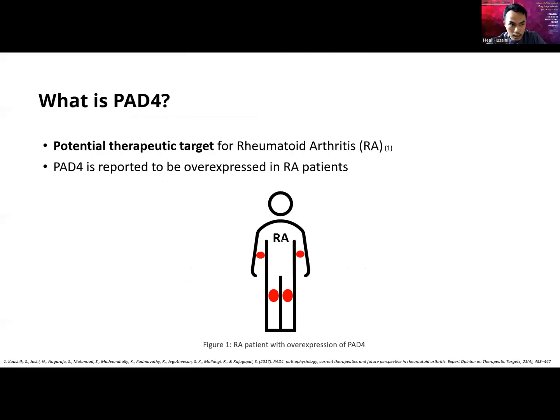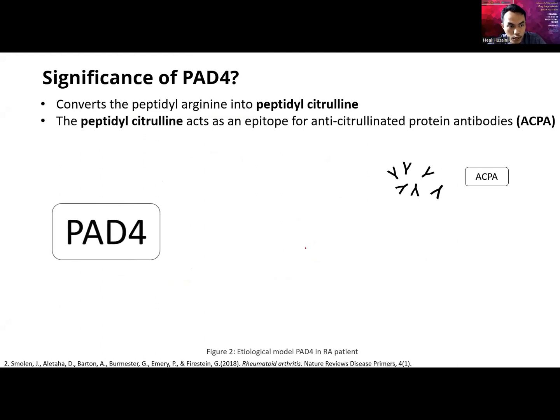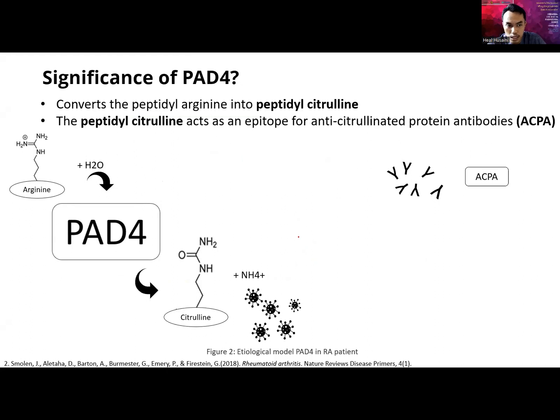For the introduction, I will present what PAD4 actually is. PAD4 is a potential therapeutic target for rheumatoid arthritis. As we can see in Figure 1, rheumatoid arthritis affects the joint, and PAD4 is reported to be overexpressed in RA patients, especially at the synovial membrane. PAD4 functions to convert peptidylarginine into peptidylcitrulline, and the peptidylcitrulline can become the epitope of ACPA, and this will increase cytokines and inflammation and lead to joint damage to the patient.